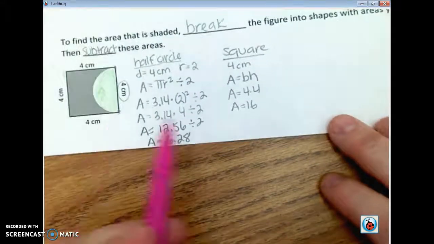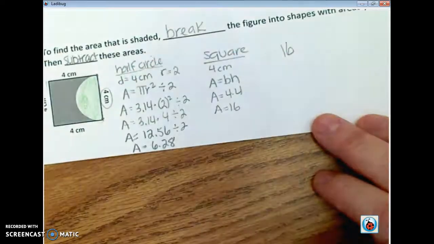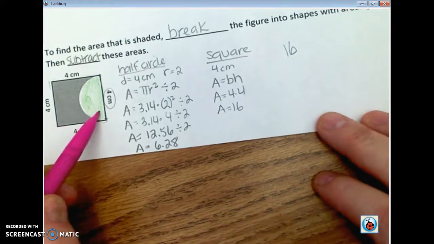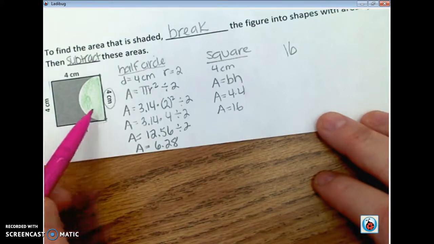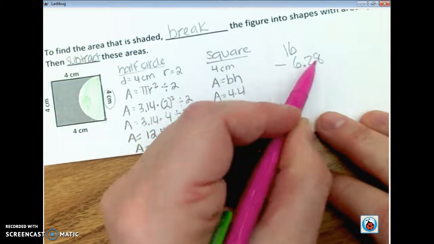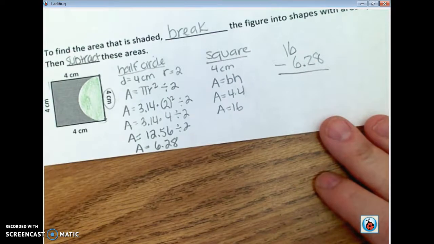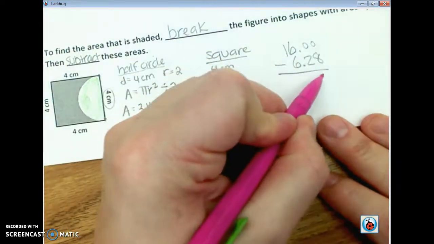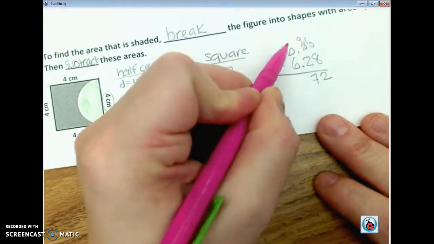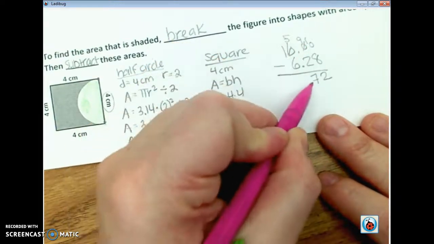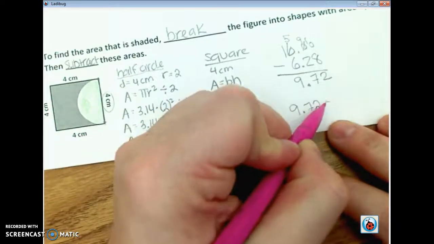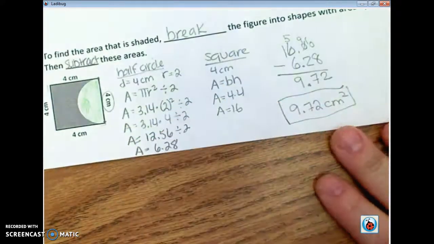So again, I had a square that had an area of 16, but I cut out that section there with my scissors, so that's why it's white. So that means that I have to subtract the 2 areas. So think about it this way. Shaded means that you are going to subtract. So go ahead and do the subtraction. Okay? So we get 2, 7, bring down the decimal, 9. So 9 and 72 hundredths, and our units were centimeters squared. Okay?